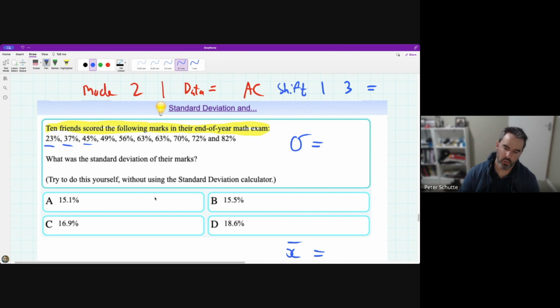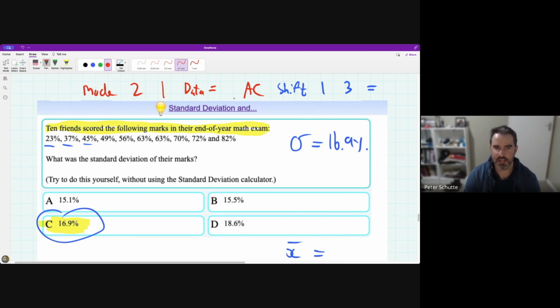So what you should be seeing is that the answer of C, which is 16.9%, is going to be your standard deviation. So the answer would be C. Now, although this would be 16.9%. Now, what I would like to finish tonight is what is the mean?